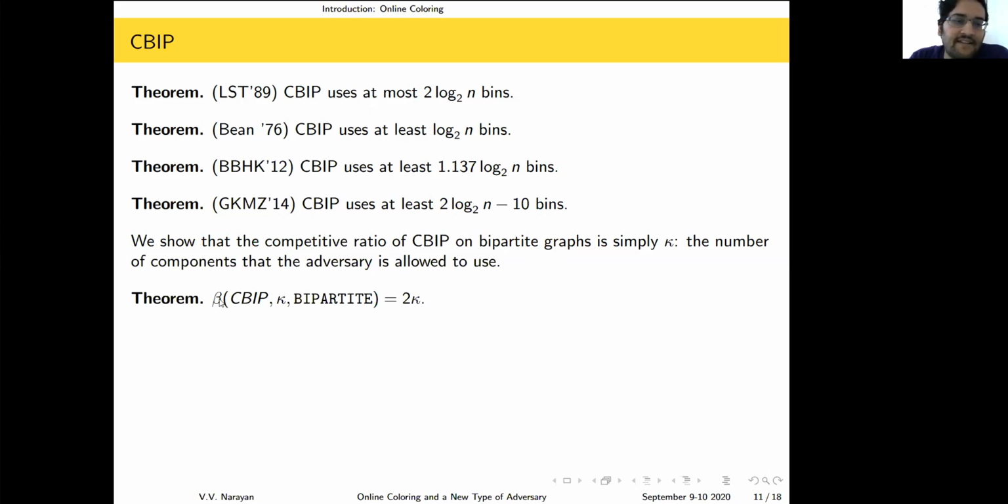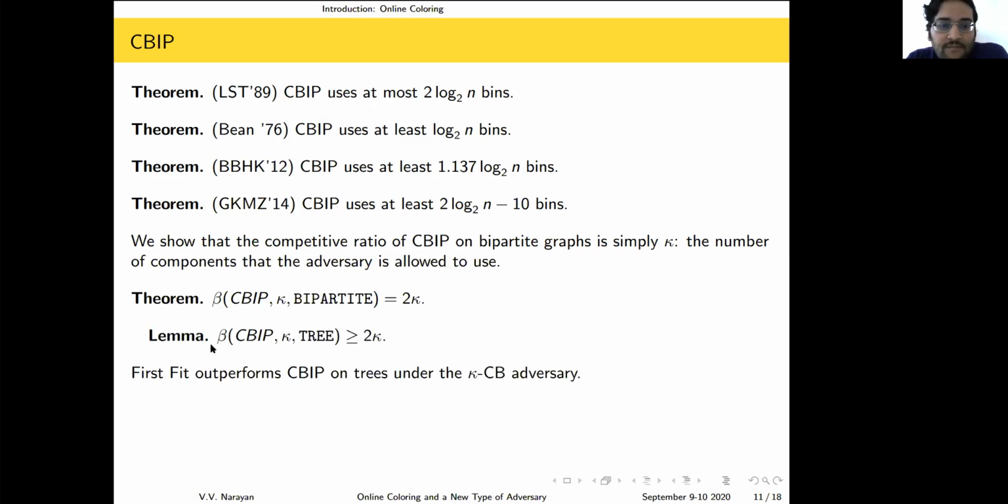So we show that beta of CBIP kappa bipartite is 2 kappa. This is really good because in real world graphs which are kappa component bounded, CBIP does really well. For example, if kappa is constant, CBIP actually uses constantly many colors. What's also weird about this is that the lower bound, beta CBIP kappa bipartite, comes from trees. So we have that beta CBIP kappa tree is at least 2 kappa. This is weird because first fit actually outperforms CBIP on trees, even though it's a lot worse on bipartite graphs.